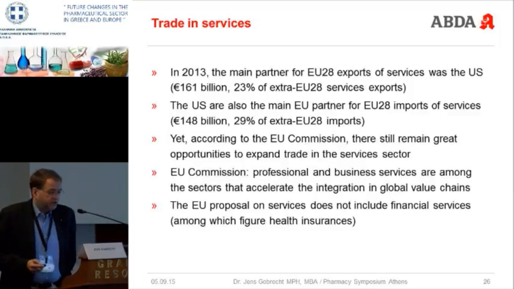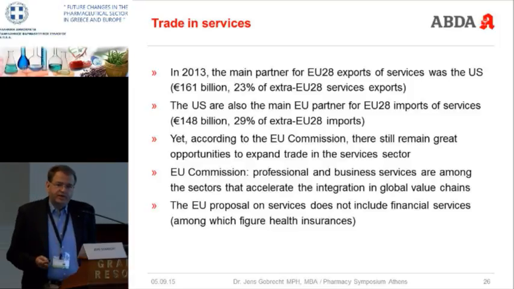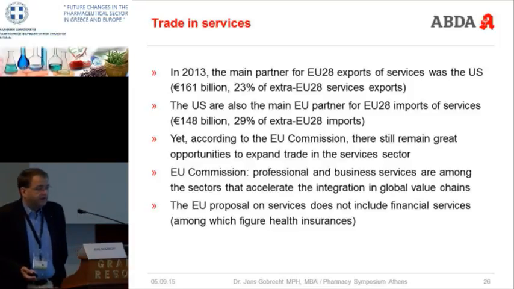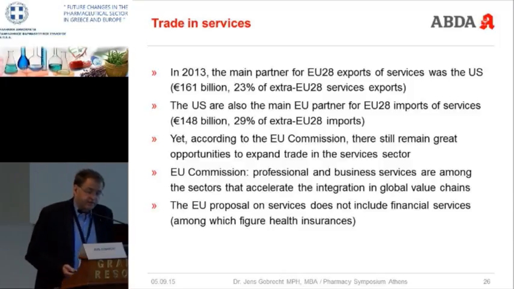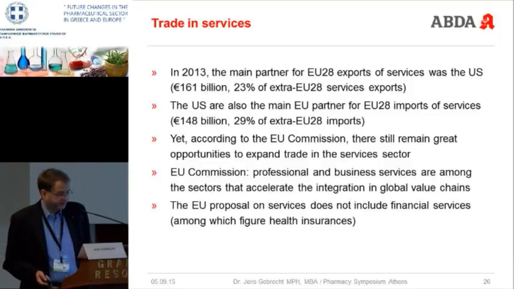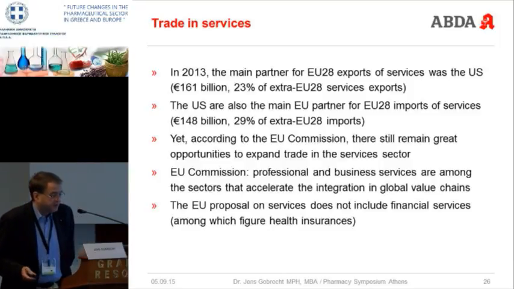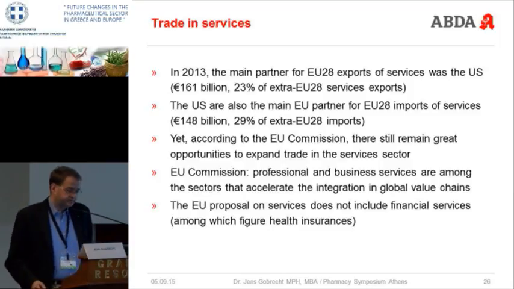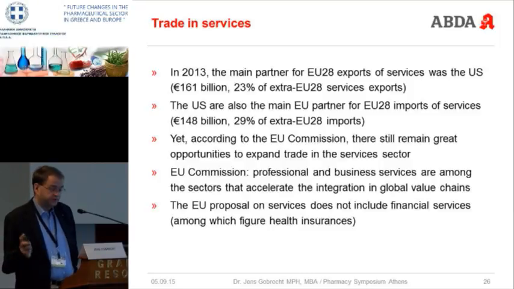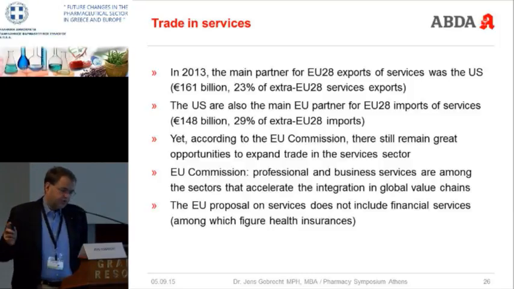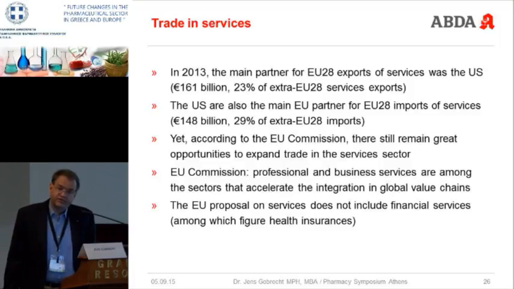Why is this so important? So why are we negotiating about a trade agreement with the US? In 2013, the main partner for EU 28 exports of services was the US. And the US also is the main partner for the imports of services. And yet, according to the European Commission, there still remain great opportunities to expand trade in the services sector.